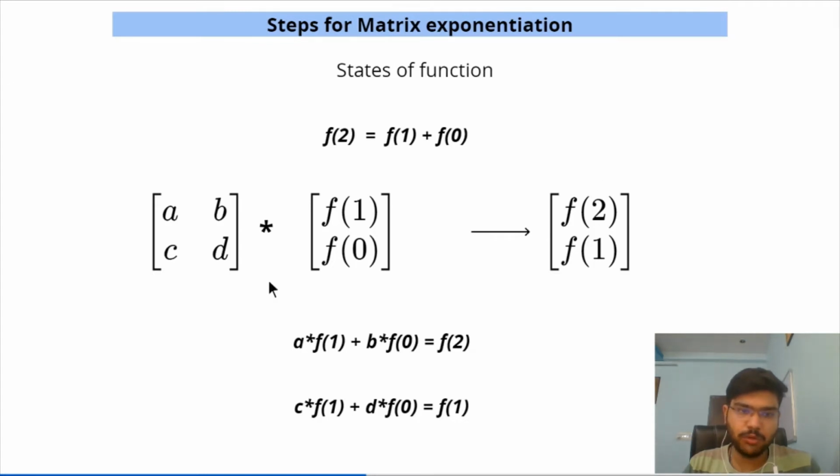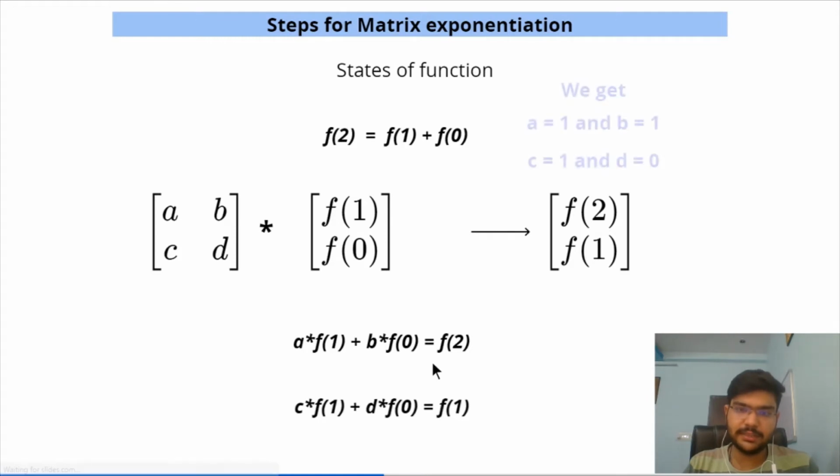The second equation would be C into f of 1 plus D into f of 0 will be f of 1. So this is the basic matrix multiplication, right? So we will multiply the row with the column to achieve this element, right? So these are the two basic equations after matrix multiplication that we got. Now solving these equations will result us to find the values of A, B, C and D.